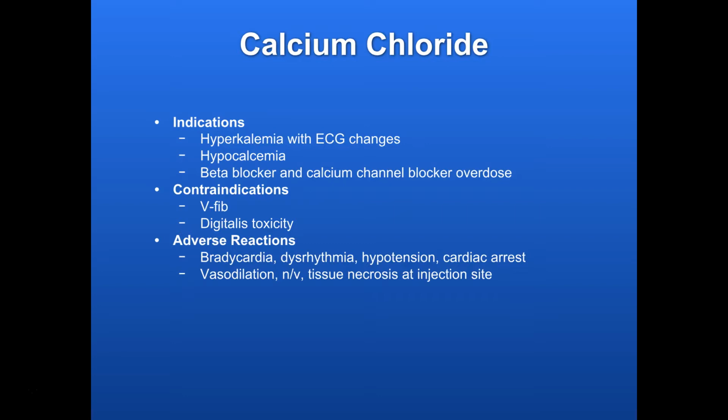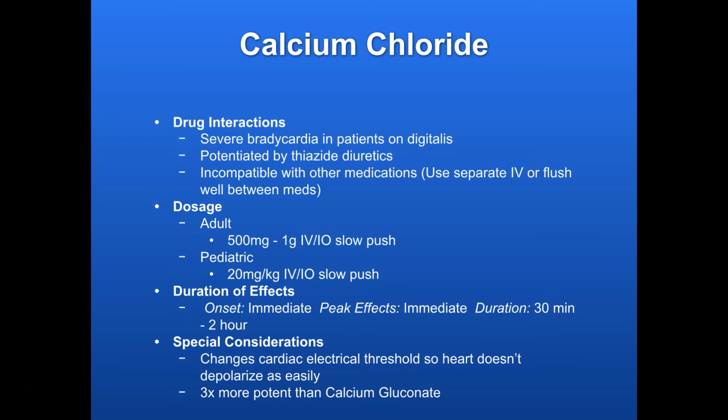Some contraindications for it: ventricular fibrillation and then digitalis toxicity. Adverse reactions with this drug: bradycardia, dysrhythmias, hypotension, cardiac arrest, vasodilation might happen. So you might have some nausea, vomiting. And then it's very irritating to the skin, and it might cause some tissue necrosis at the injection site. That's why it's important to make sure you have a very good IV before you give it.